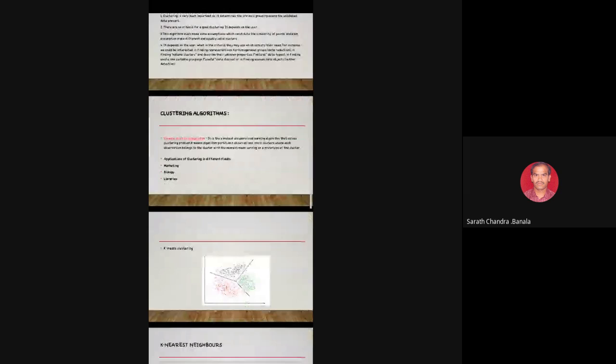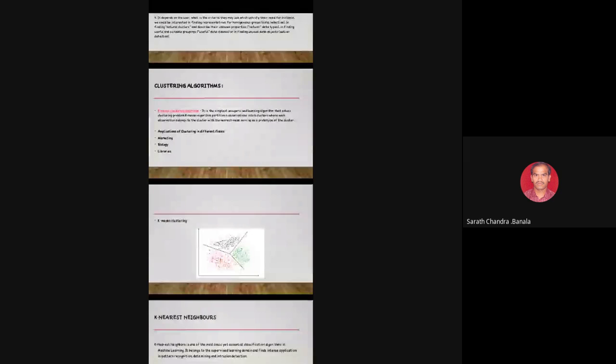We have clustering algorithms. One of them is the K-means clustering algorithm. It is the simplest unsupervised learning algorithm that solves the clustering problem. The K-means algorithm partitions observations into K clusters, where each observation belongs to the cluster with the nearest mean serving as a prototype of the cluster.